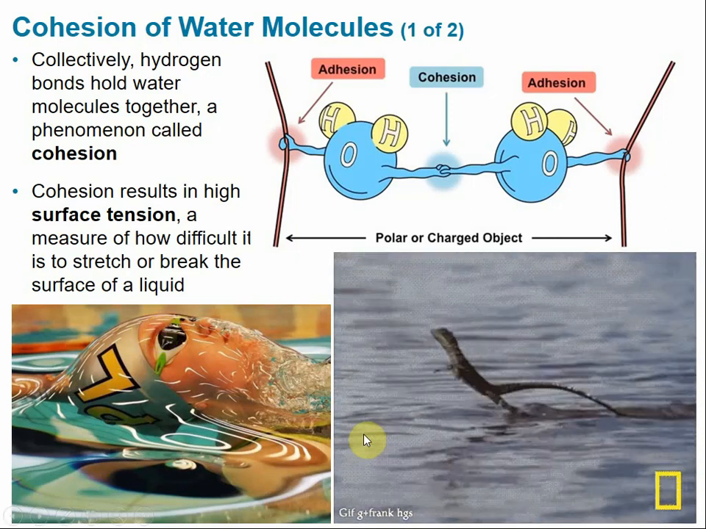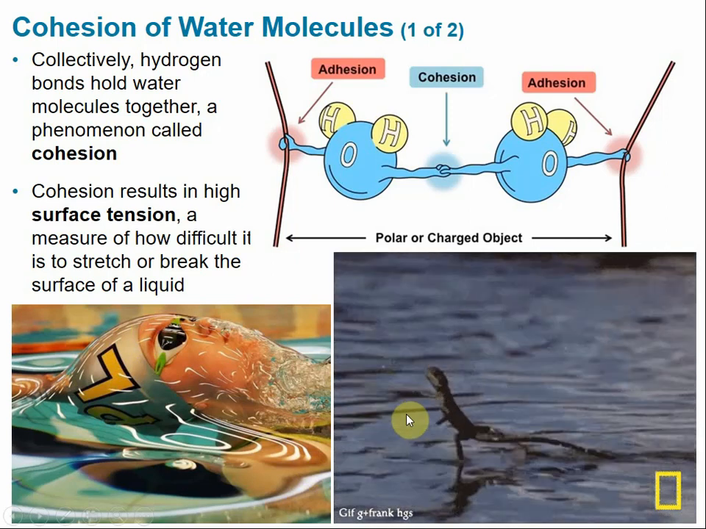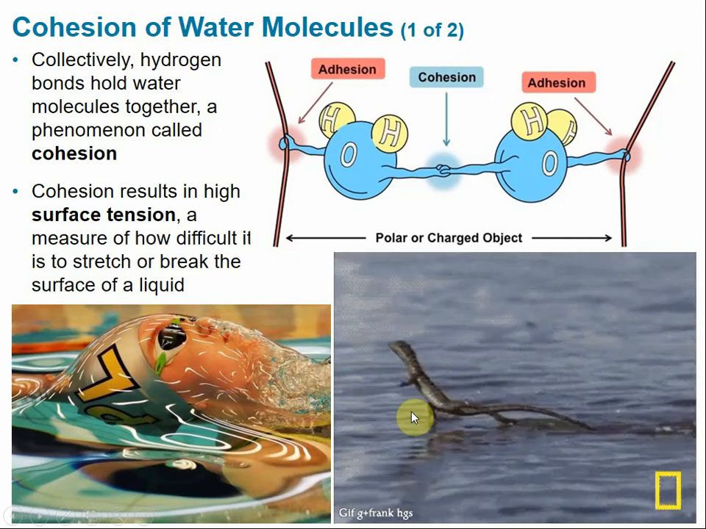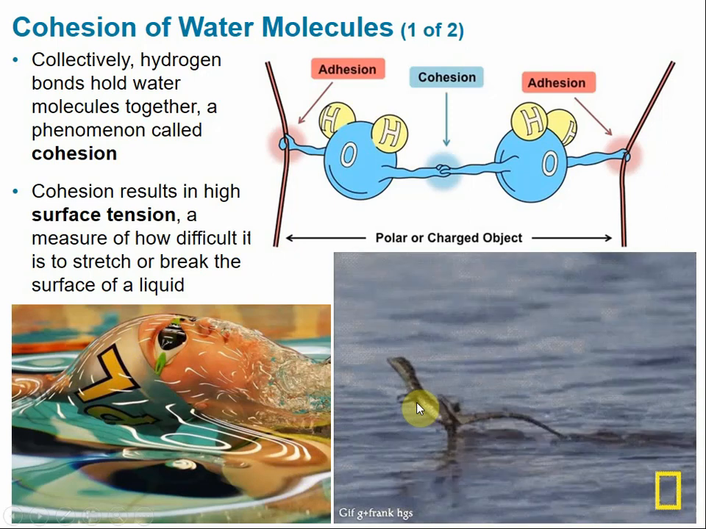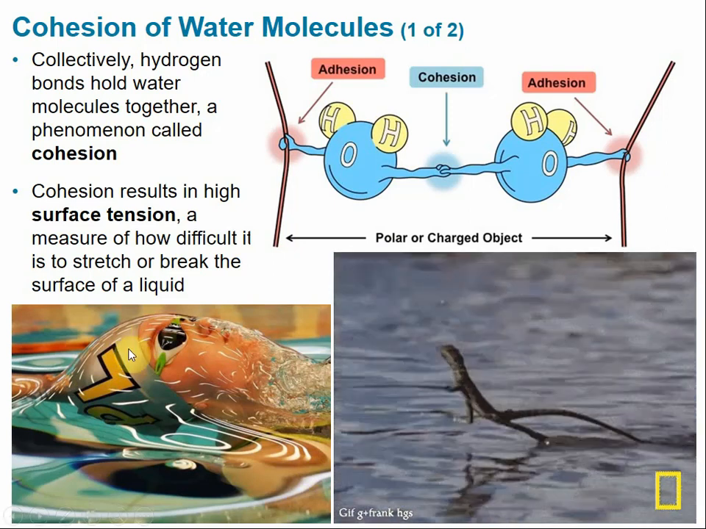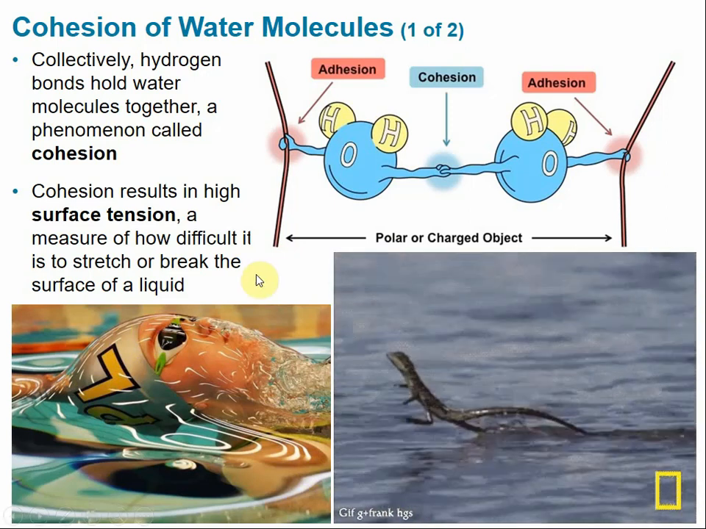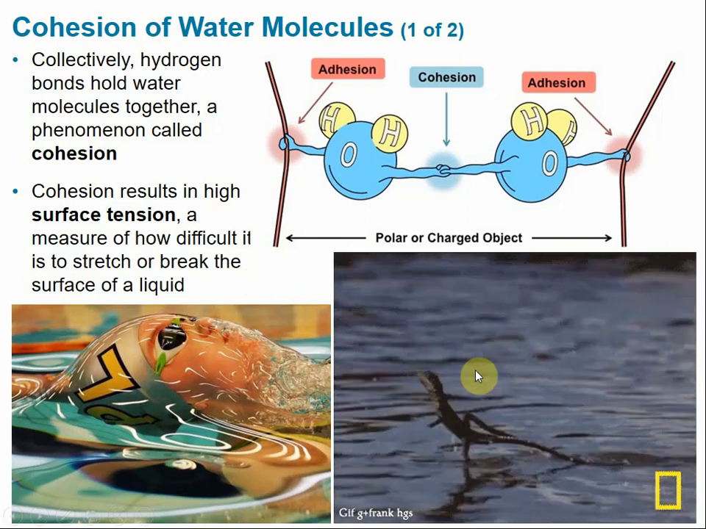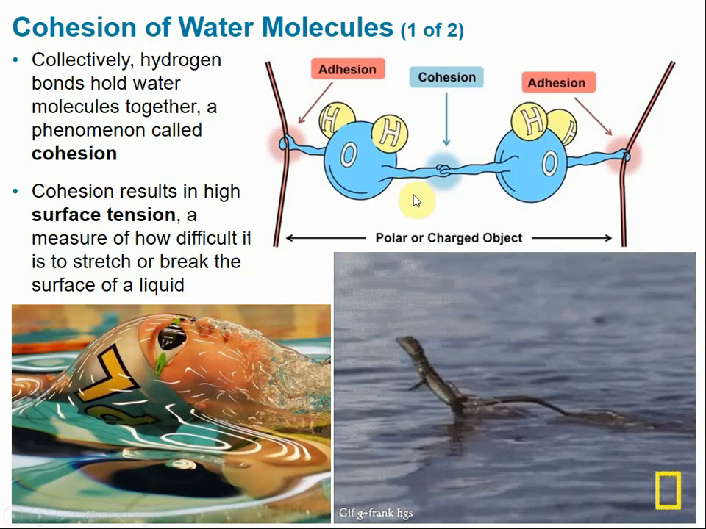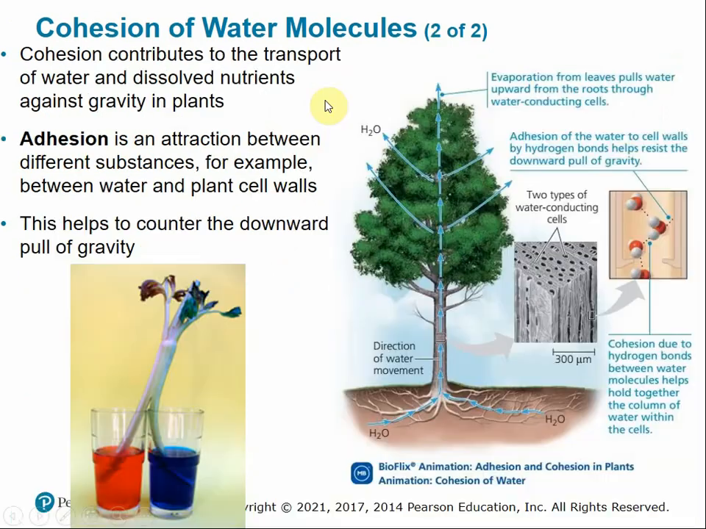It's also what allows some insects and the Jesus lizard, also known as the basilisk, to run or walk on the surface of the water. But we know the hydrogen bonds, we said, were weak bonds. So it's not going to take a whole lot of force to break through the surface of the water, to break through this cohesion.